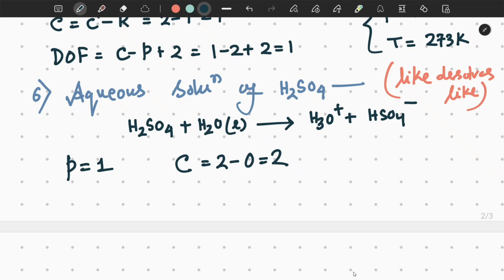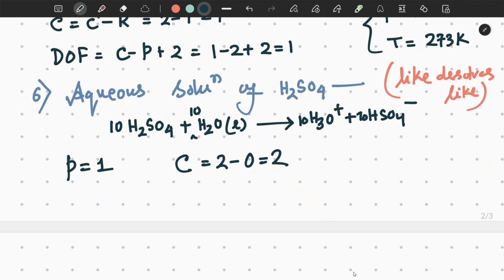Why? Because it is now 2. These two chemical species are totally converted to H3O plus and HSO4 minus, right? If you have 10 H2SO4 and 10 H2O, then obviously it will be 10 and 10. So you don't have those things right now. You have only this, so only two components are there.